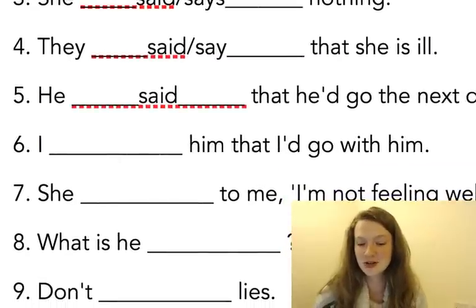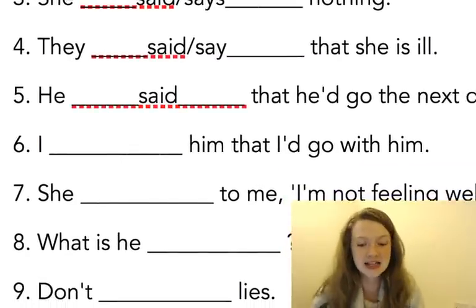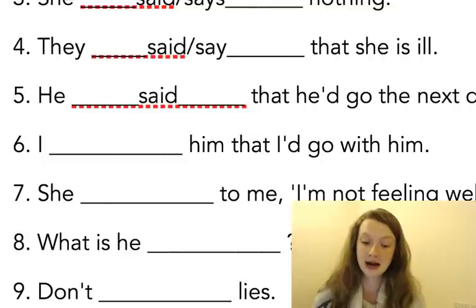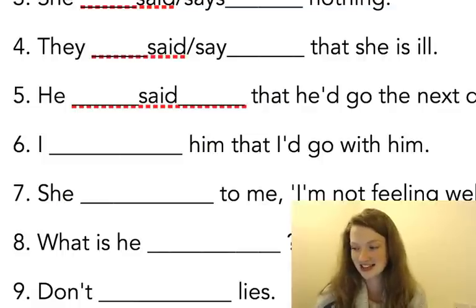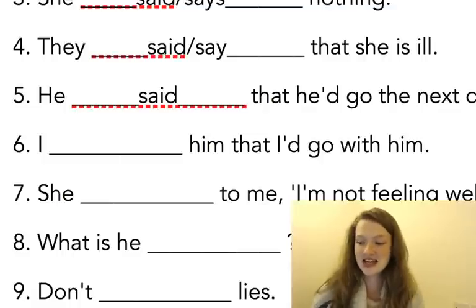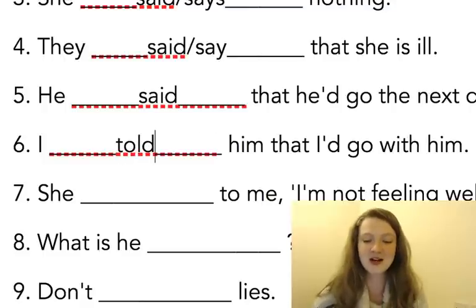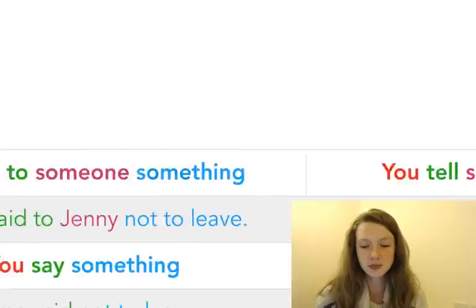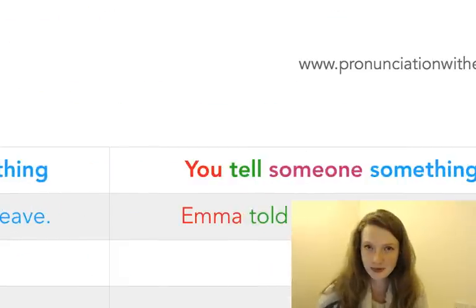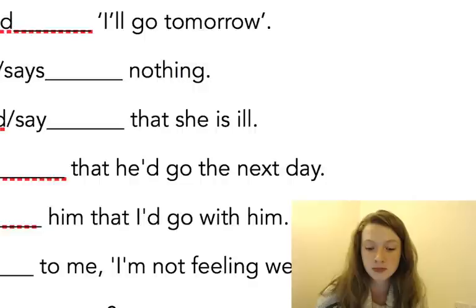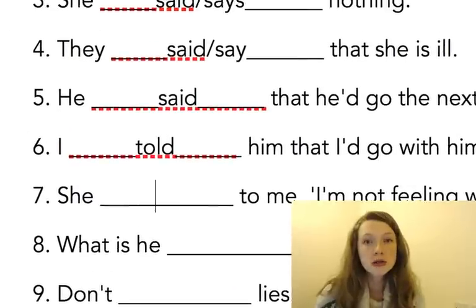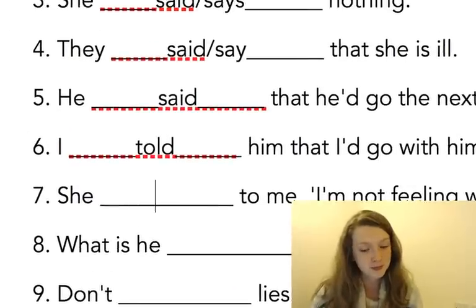Number 6, what do we think? I blank him that I'd go with him. I told, fantastic. I told him that I'd go with him. Because remember the structure, you tell someone something. I told him that I'd go with him.